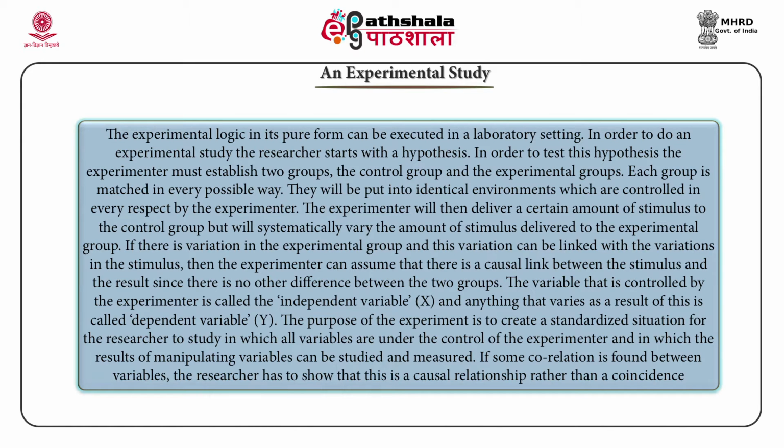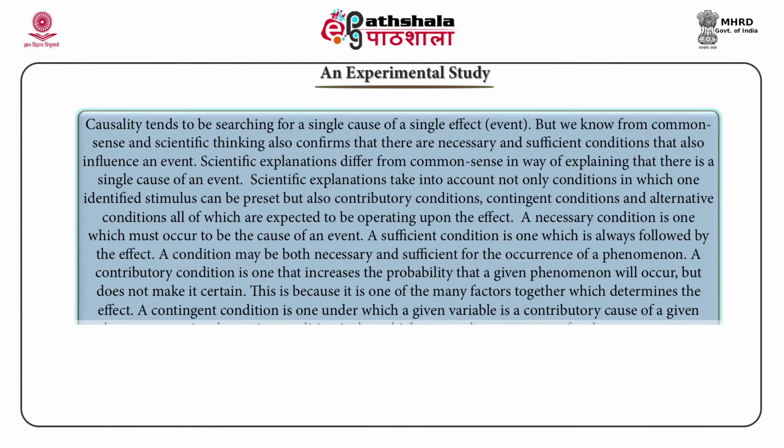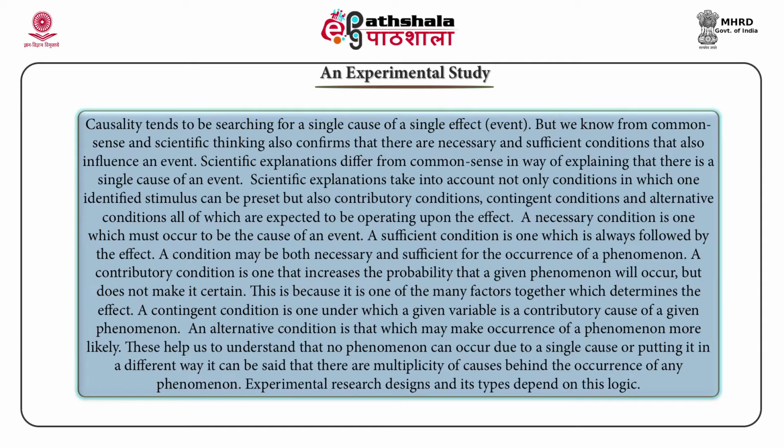The variable that is controlled by the experimenter is called the independent variable X, and anything that varies as a result of this is called dependent variable Y. Causality tends to be searching for a single cause of a single event. But we know from common sense, and scientific thinking also confirms, that there are necessary and sufficient conditions that also influence an event.